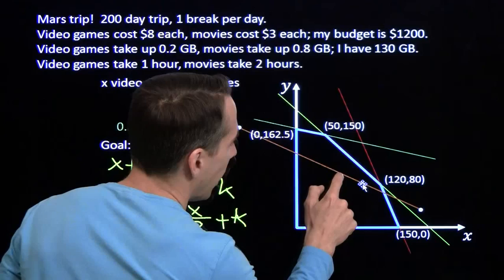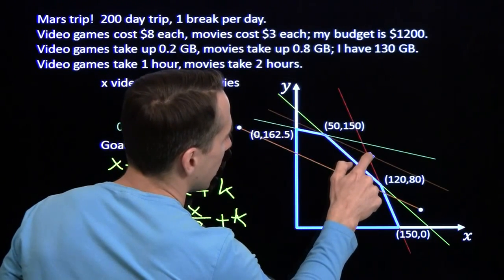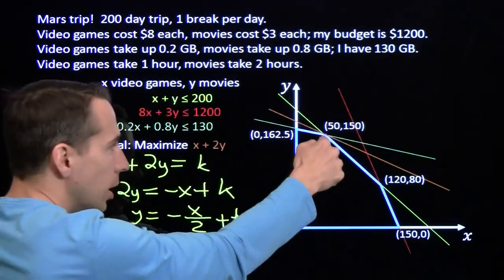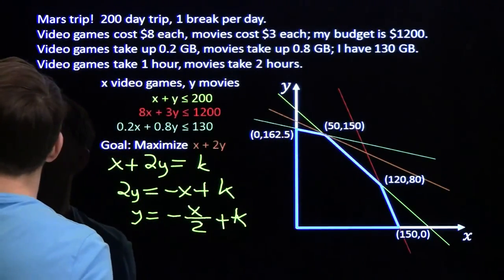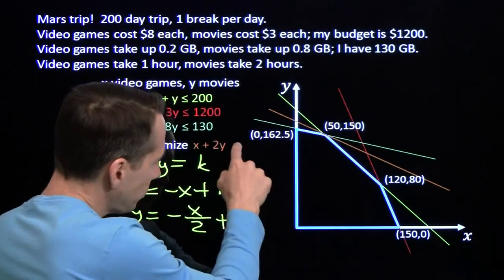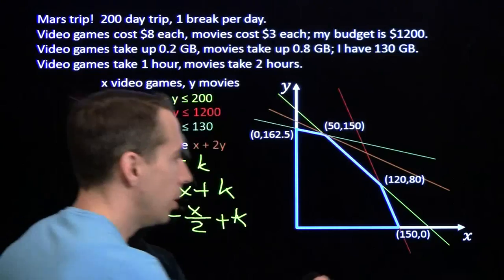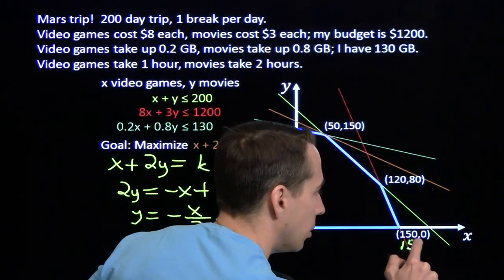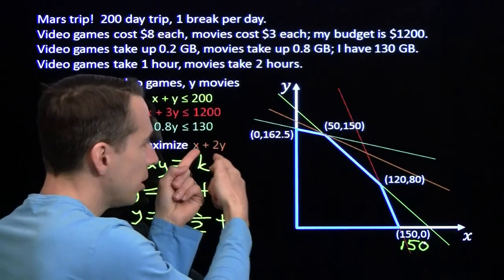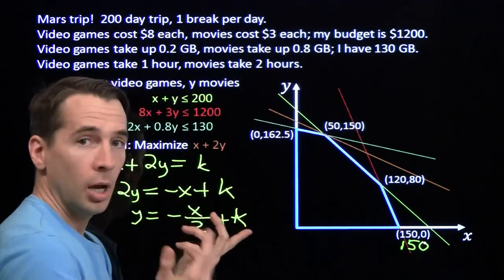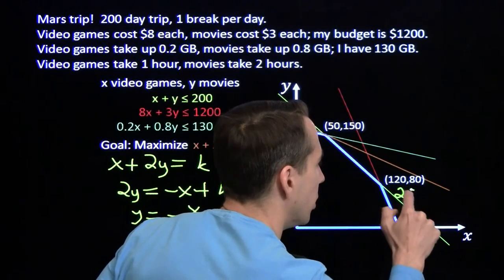We want it to go as far out as we can. Now this time it looks like it's this corner up here that's going to be the one that provides the maximum value of x plus 2y. And let's go ahead and check that out. So we'll start off with this point down here. If we put in 150, 0 in there, we'll just get 150. Now if we put in 120 and 80, we'll get 120 plus 2 times 80. 2 times 80 is 160, and the 120 gives us 280.